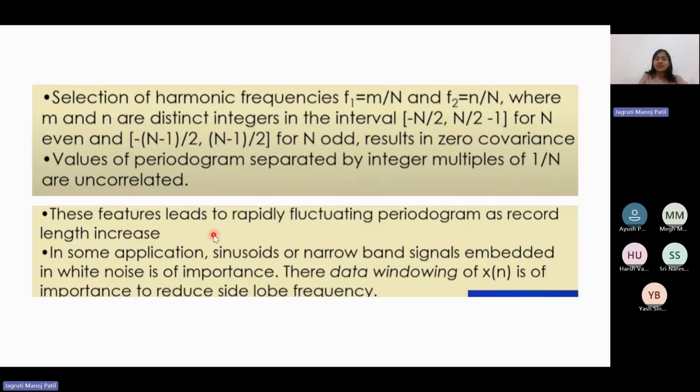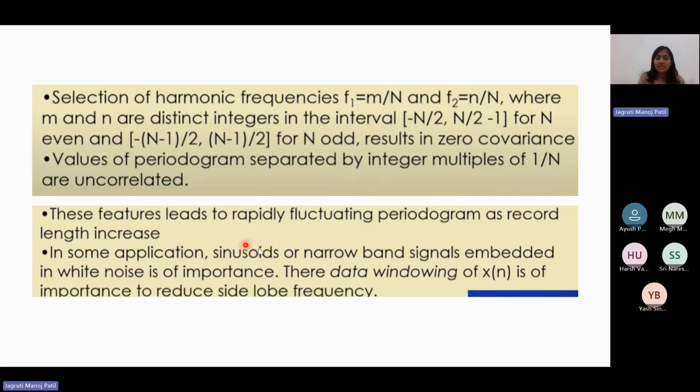So these features lead to a rapidly fluctuating periodogram as the record length increases. Same thing again and again: as n approaches infinity, the estimate is not consistent, and you can't actually give the true value of the data.